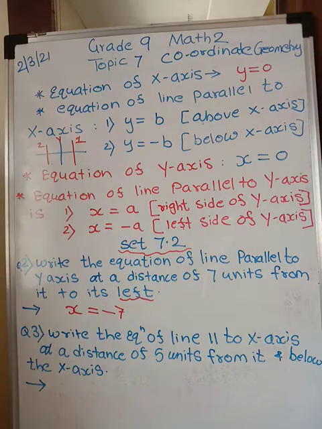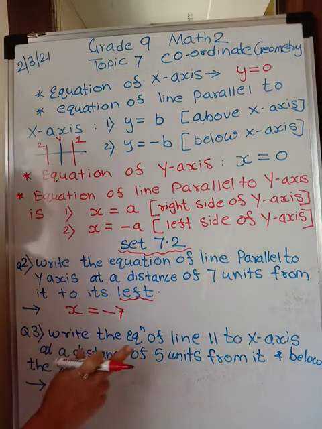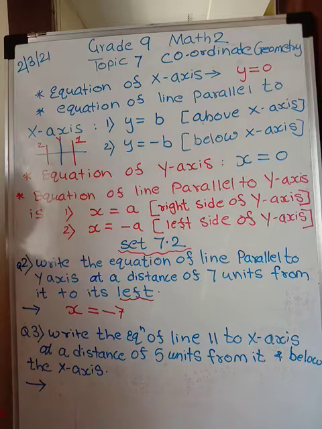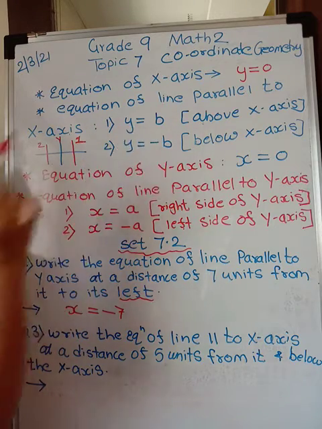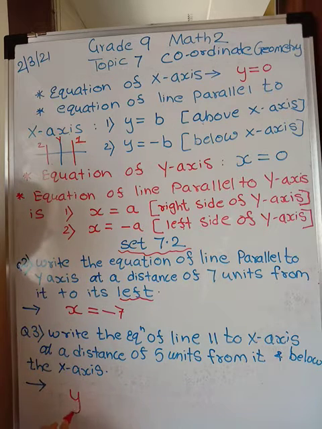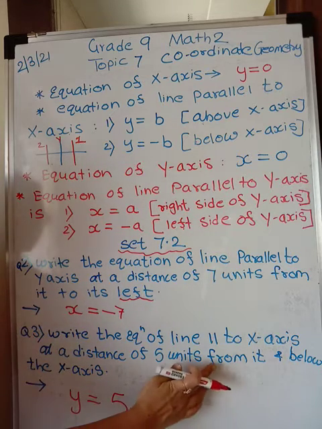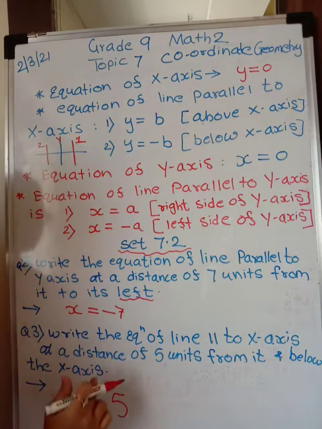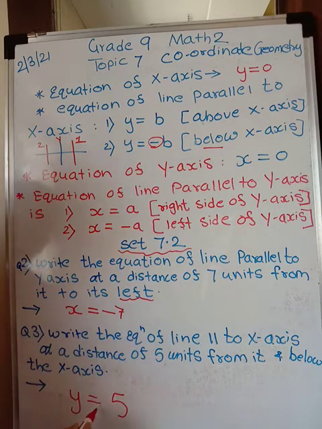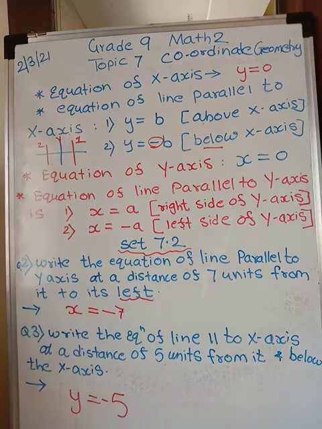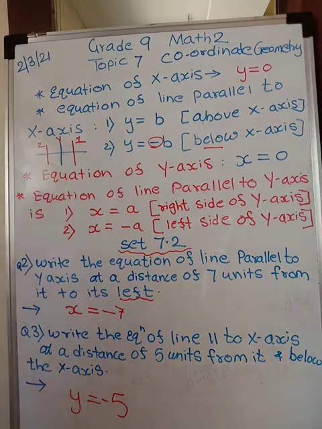Have you understood? Now, write the equation of a line which is parallel to the x-axis. Now, if the line is parallel to the x-axis, the equation is y is equal to something. So, first you write y is equal to something. Now, what is that something? It is at a distance of 5. So, write 5, from it and it is below the x-axis. If below is there, which sign is there? Minus. So write y is equal to minus 5. So the equation would be y is equal to minus 5.